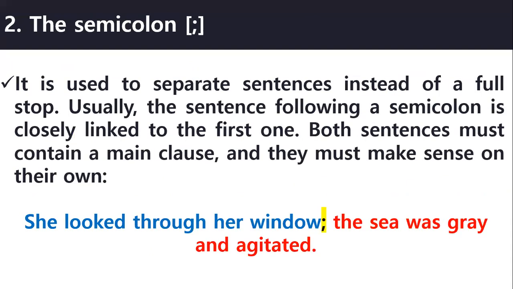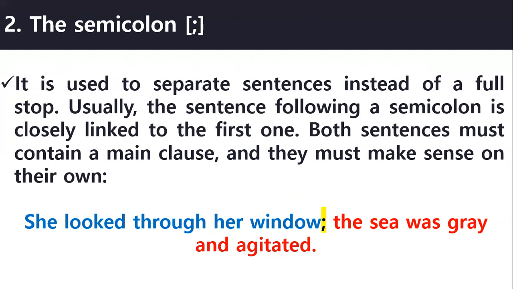Second, the semicolon. It is used to separate sentences instead of a full stop. Usually, the sentence following a semicolon is closely linked to the first one. Both sentences must contain a main clause and they must make sense on their own.